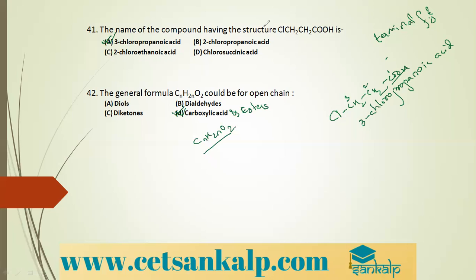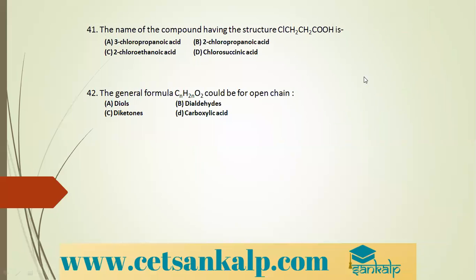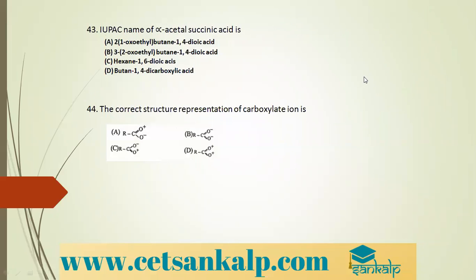So carboxylic acids and esters are functional isomers of each other. Please remember the pairs. Alcohols and ethers are functional isomers of each other. Carboxylic acids and esters are functional isomers of each other. Then aldehydes and ketones are functional isomers of each other. Moving to the 43rd question.